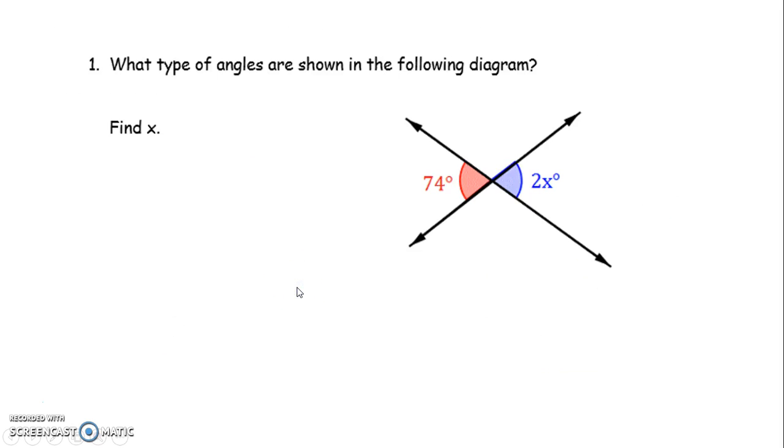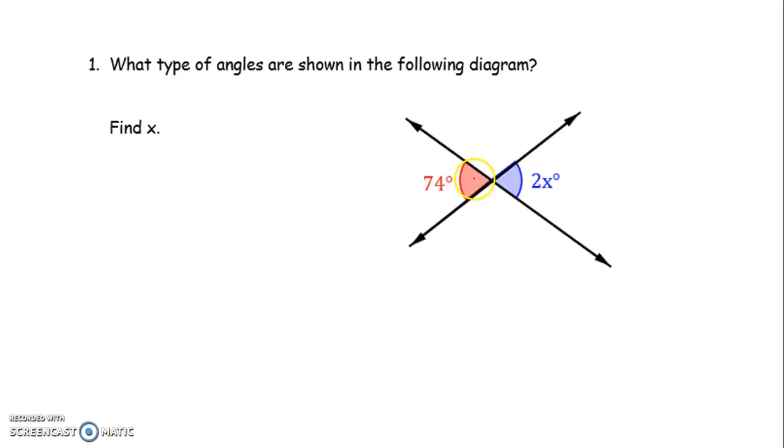So that's what we're going to work on tonight. So let's jump right in. If we're given a problem and you're given a beautiful visual and they want you to find x, the first thing you have to pull apart is what type of angles are they? That's the only way we're going to be able to set up an equation and find out what x is. So that's what you ask yourself when you see this visual. What type of angles are shown in the following diagram?